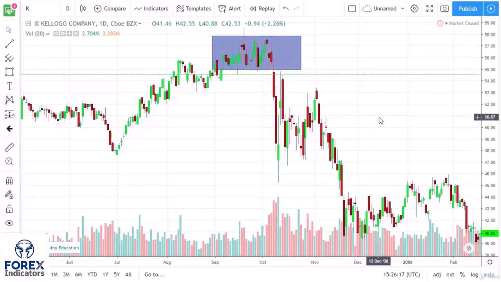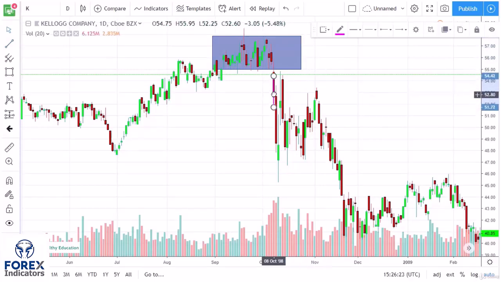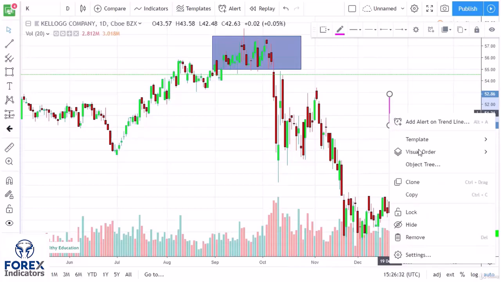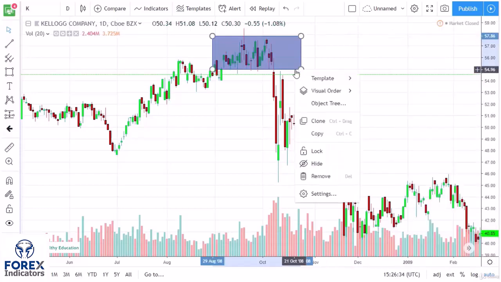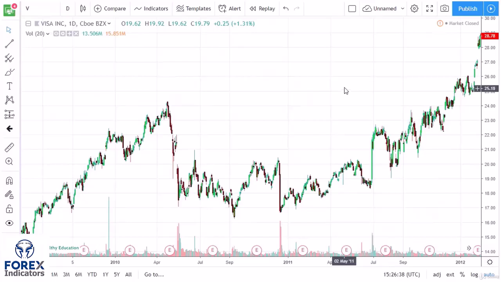We broke down, and it was the beginning of something rather negative. You can measure the rectangle, and you can see that we easily hit that and continued to go much further. And in fact, this ended up being like a 4 or 5 to 1 type of situation. So clearly that was an excellent sign.